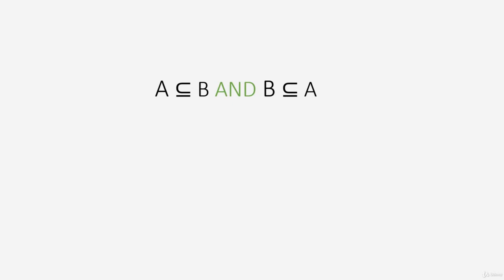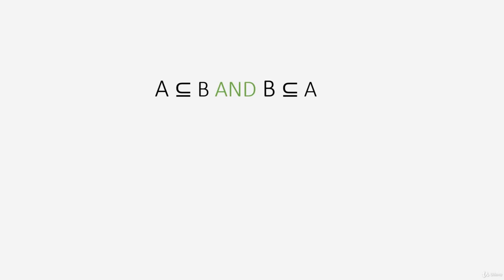For example, if A contains 4 and 6 and B contains 0, 4 and 6, A is a subset of B because 4 and 6 are in B. But B is not a subset of A because 0 is not in A. So A is not equal to B.